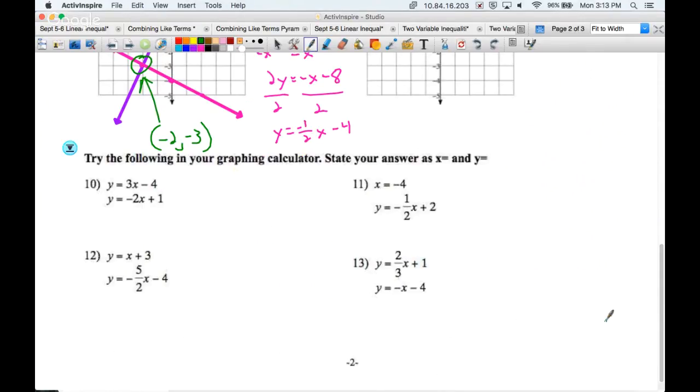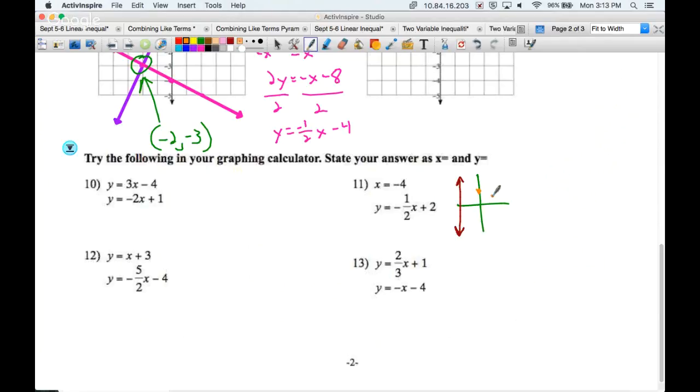State your answer as a y equals and an x equals. So it's a little different way of doing this. I'm also noticing number 11 actually can't be done in the graphing calculator. Sorry about number 11 here. This one you could do by hand. x equals -4 is going to be a vertical line at -4. And then we just need to see where this line intersects it. Y-intercept of 2.